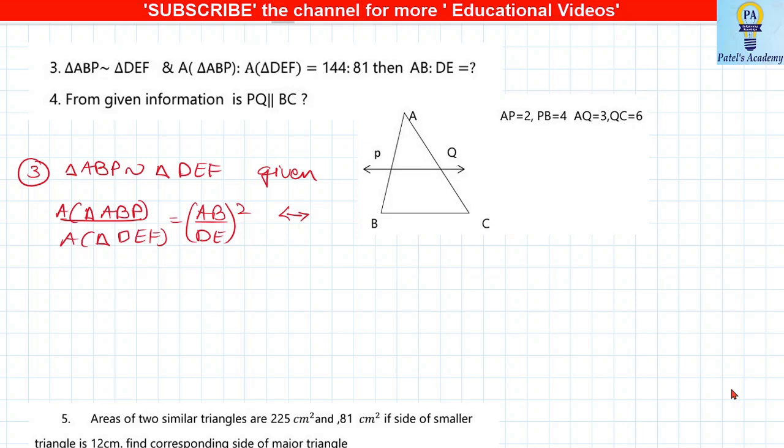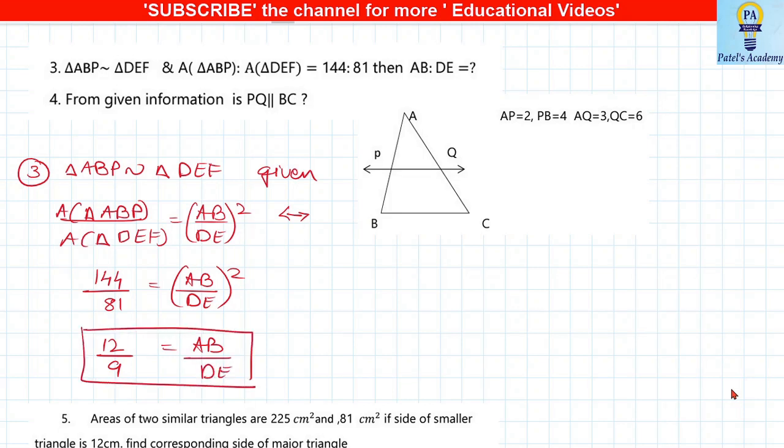So it is going to be 144 upon 81, that is equal to AB upon DE bracket square. After taking square root, the square root of 144 is 12 and of 81 is 9. So that is equal to AB upon DE. And this is what we have to find out. Okay, that is the third sum for us. Let's see the fourth one.